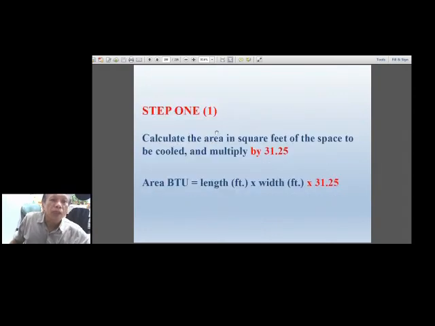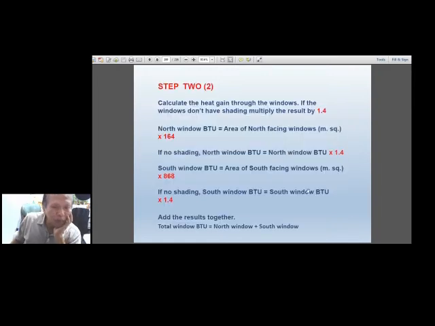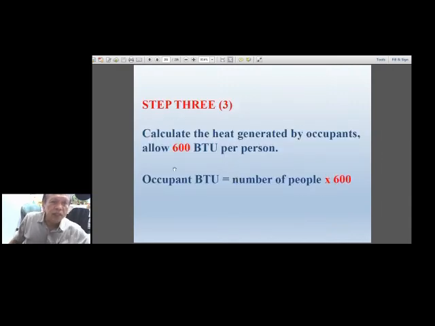So, step 1 ito. Calculate the area. Multiply by 31.25 area BTU. Length times width in feet times 31.25. Then, calculate the heat gain. If it is facing the north. If it is facing the south, mas malaki kasi mainit ang nakaharap sa south, no? Ayan. Then, step 3, calculate the heat generated by occupants. Allow 600 BTU per person. Occupant BTU, number of people times 600.